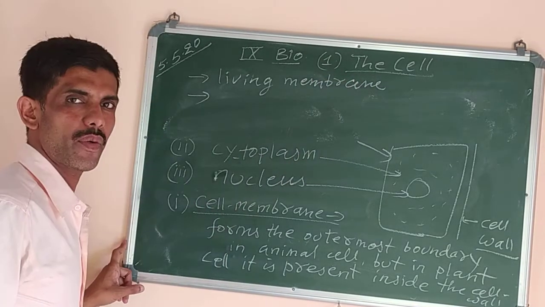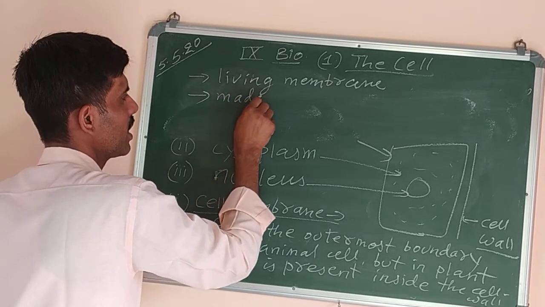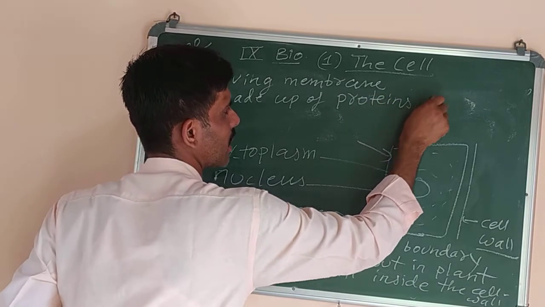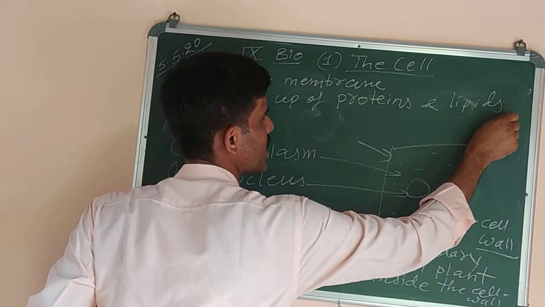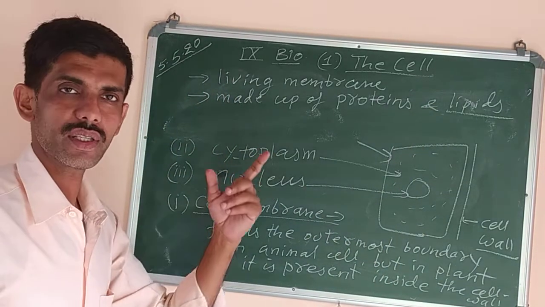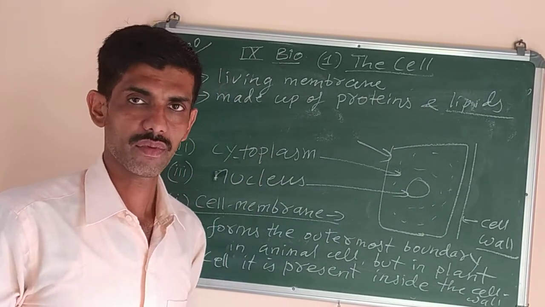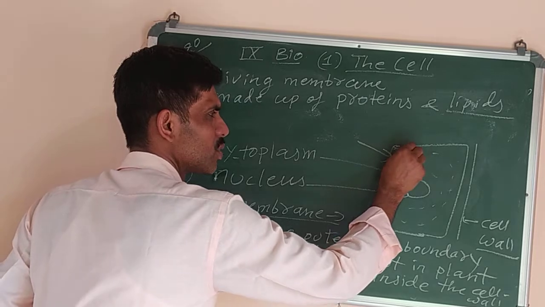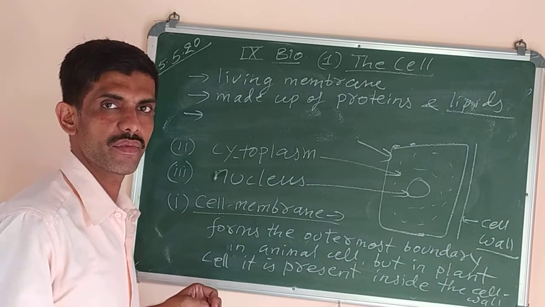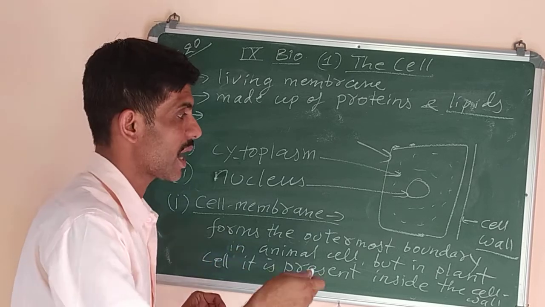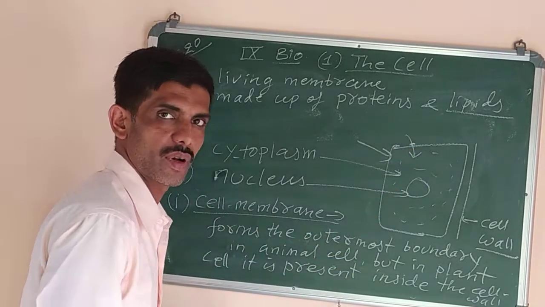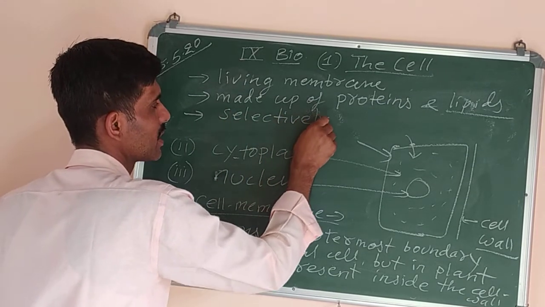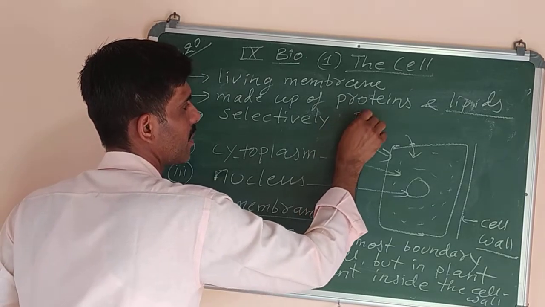And what is it made up of? Cell membrane is made up of proteins and lipids. Lipids means fats. So fats and proteins are the structural unit of cell membrane. Okay? And this cell membrane has tiny pores in it so that it can allow the movement of selected substances inside the cytoplasm. So that's why it is called selectively permeable. Cell membrane is selectively permeable.